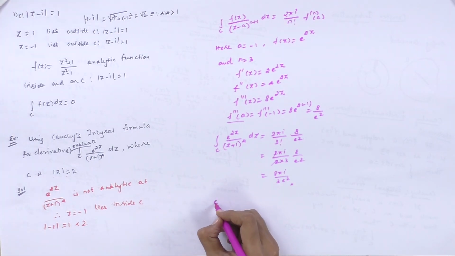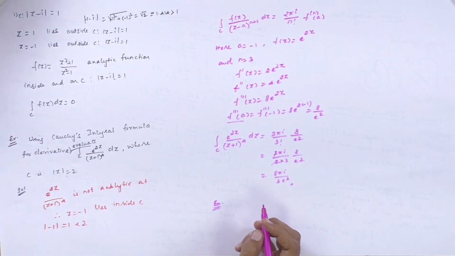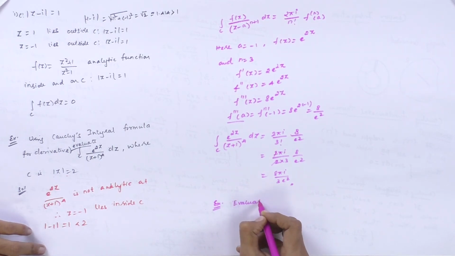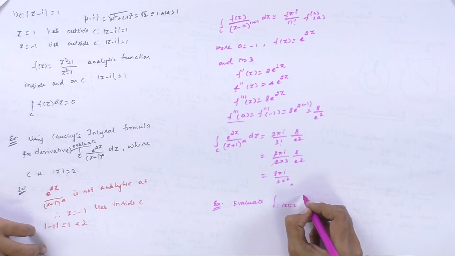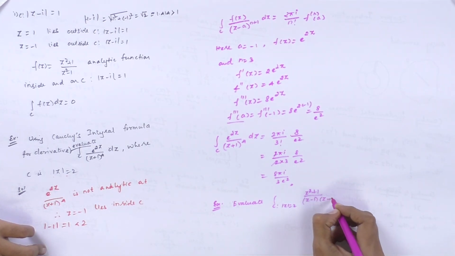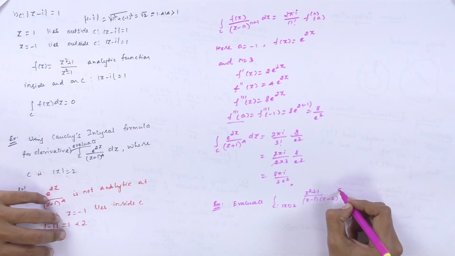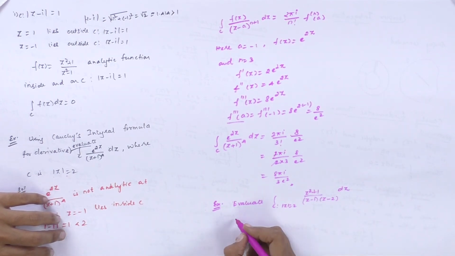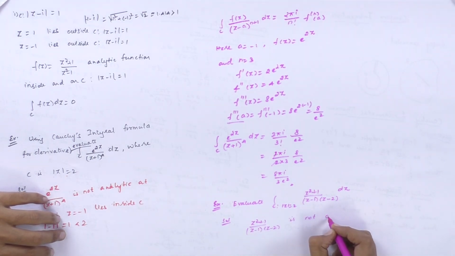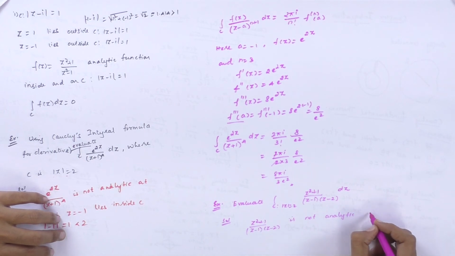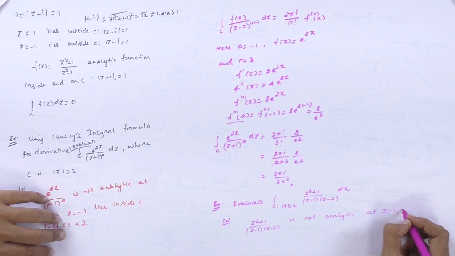And next let us solve another example similar to this. Evaluate the integral over C such that modulus of z equal to 2, of (z square plus 1) divided by (z minus 1) into (z minus 2) into dz. Solution: the given function, z square plus 1 divided by (z minus 1) into (z minus 2), is not analytic at z equal to 1 and 2.